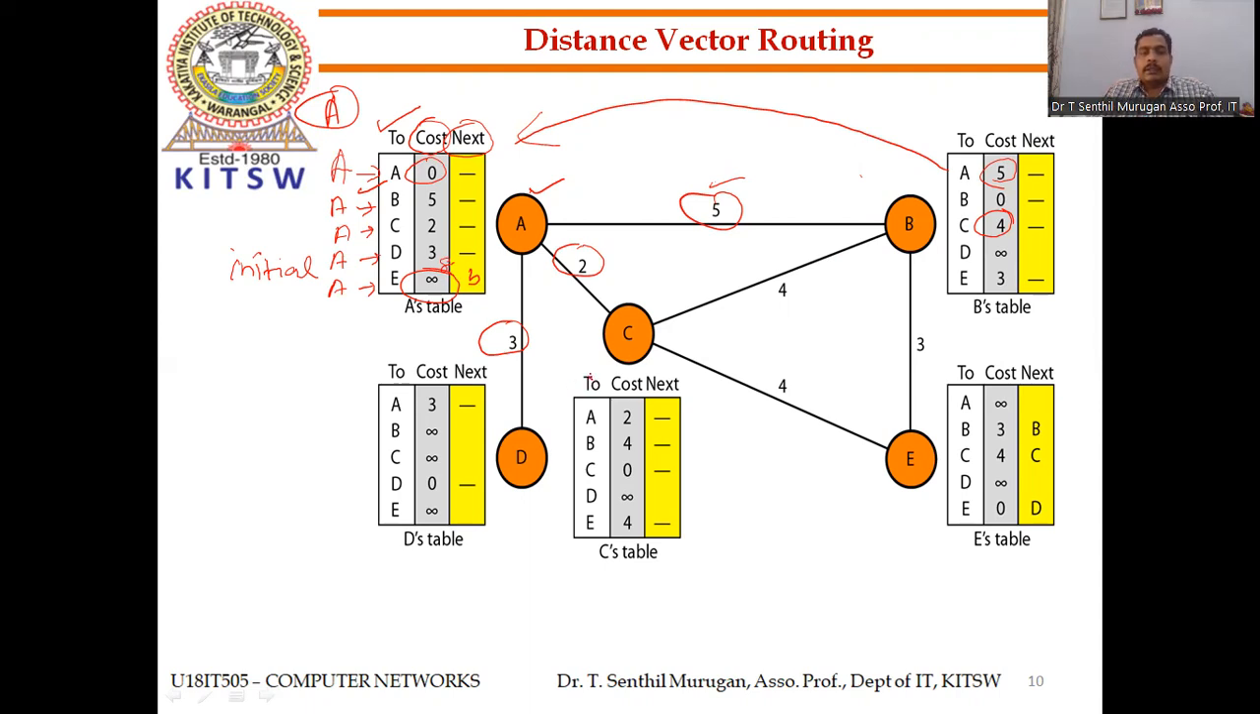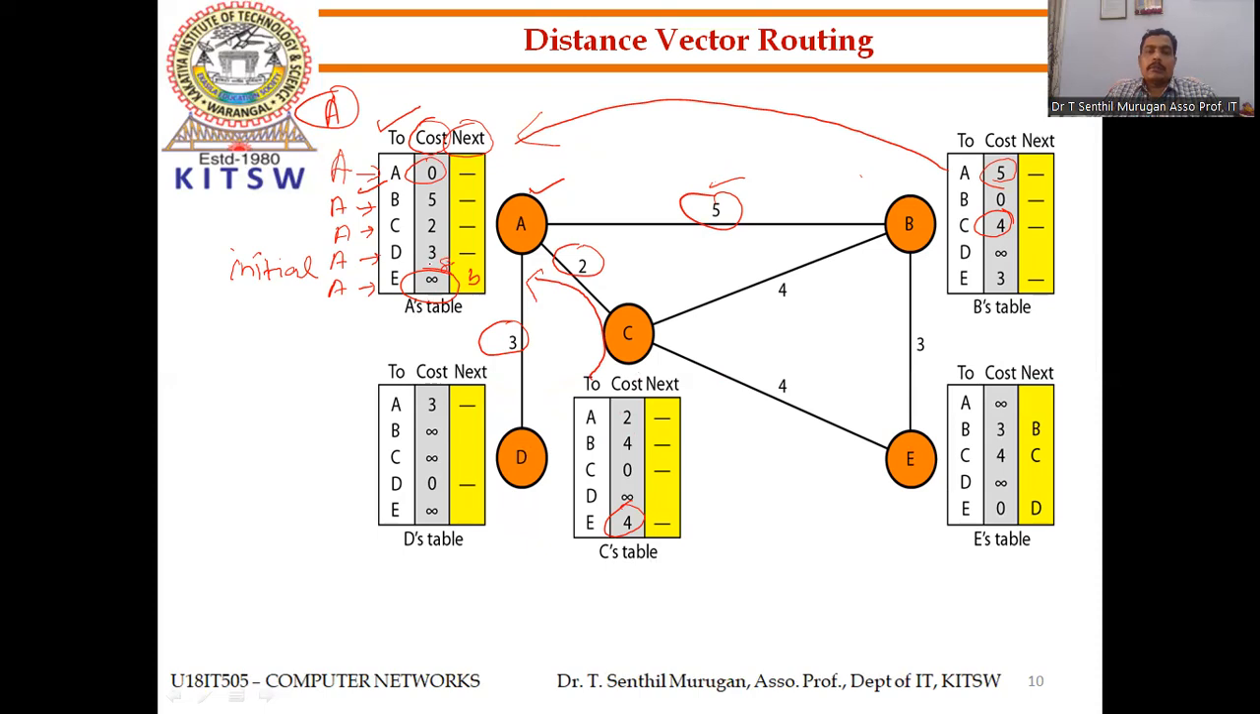Then after that, C will share this table to A. So from this, it will check A to E. So A to C is already 2, and C to E there is a value of 4. So already infinity is there. So already 8 is there after updating B. Then now we are checking with the C. So what is the value? 2 plus 4, 6 is there.